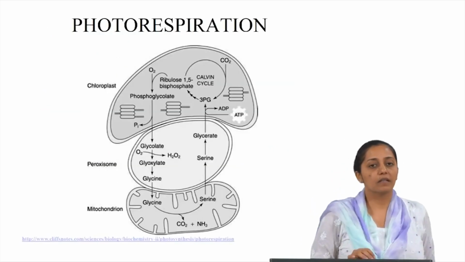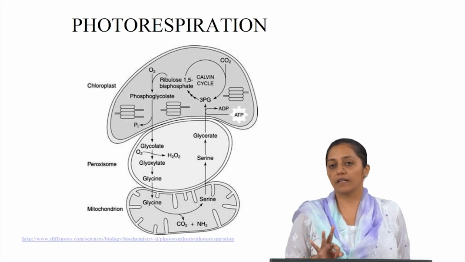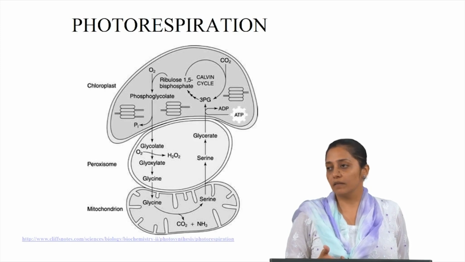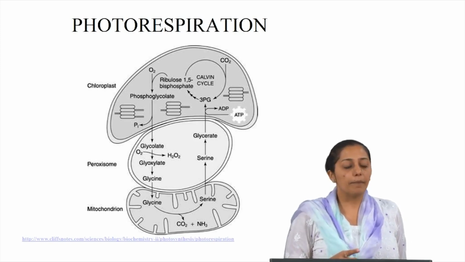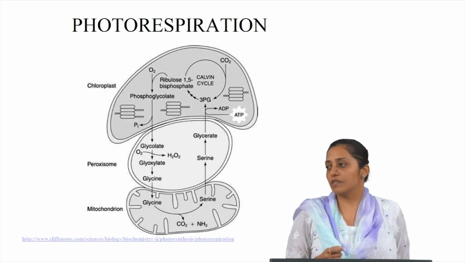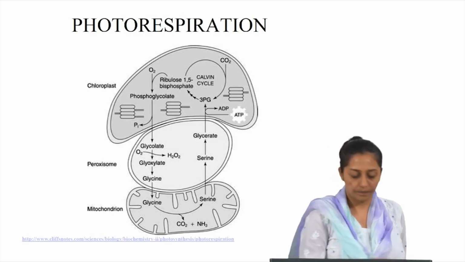So these are the reactions which take place in photorespiration. Three organelles are involved: chloroplast, peroxisomes and mitochondria. If you remember, when I was discussing organelles, I asked you what is the role of peroxisomes? Peroxisomes play a crucial role in photorespiration.